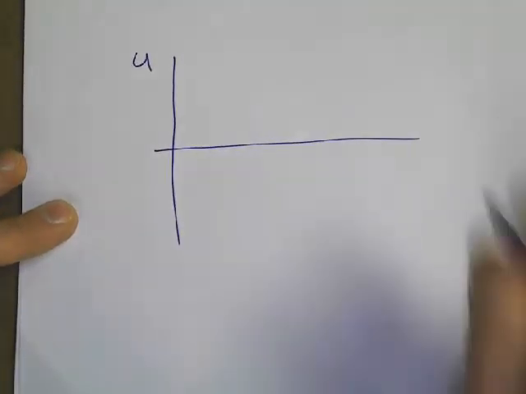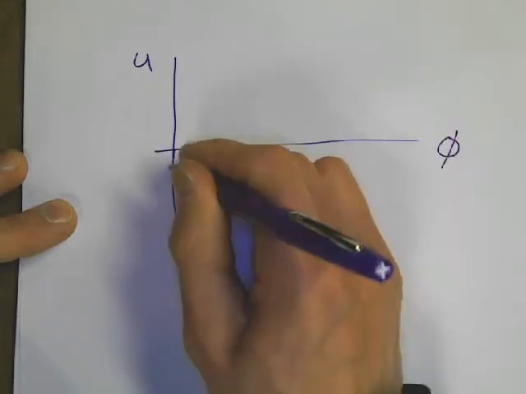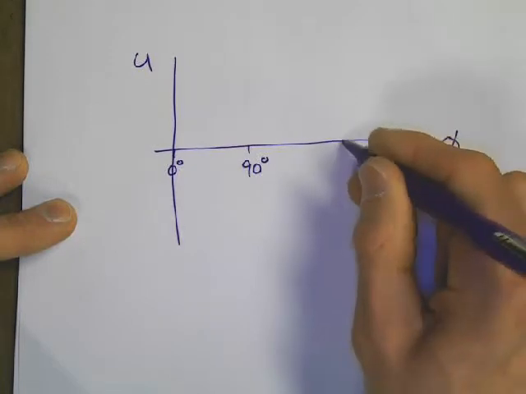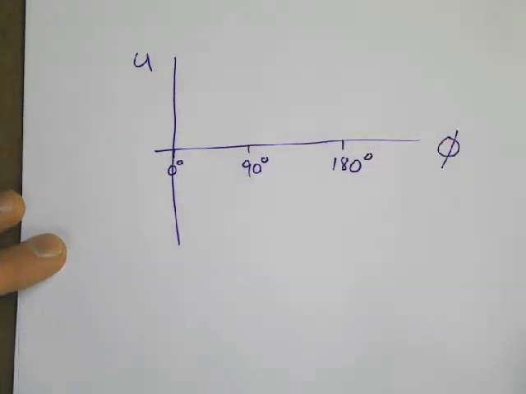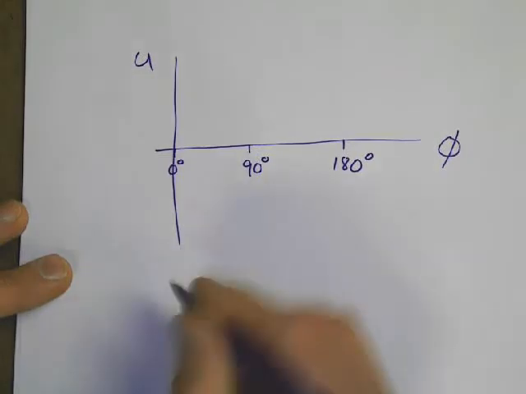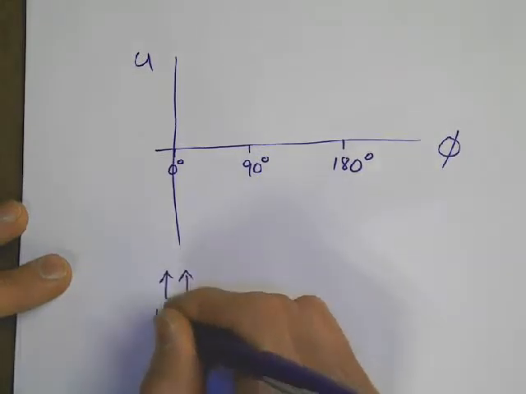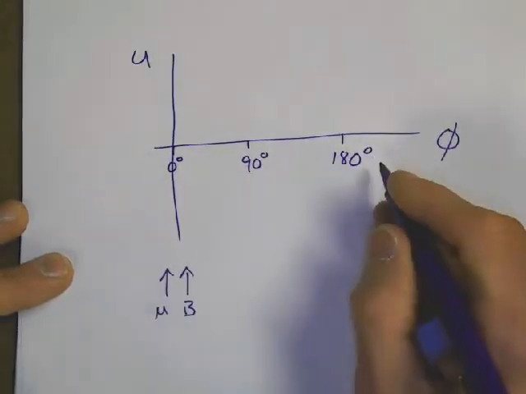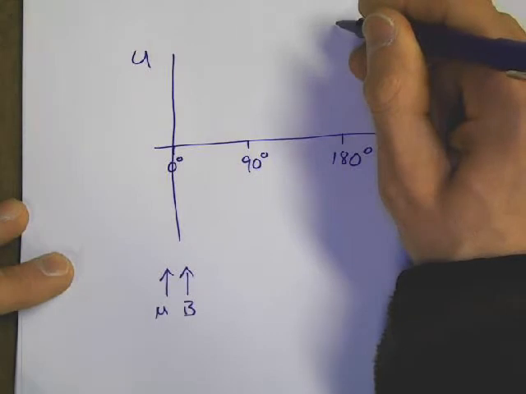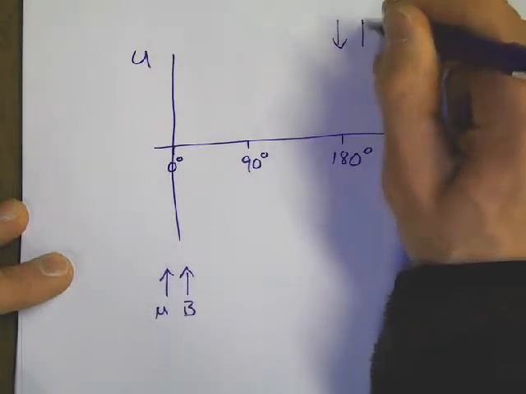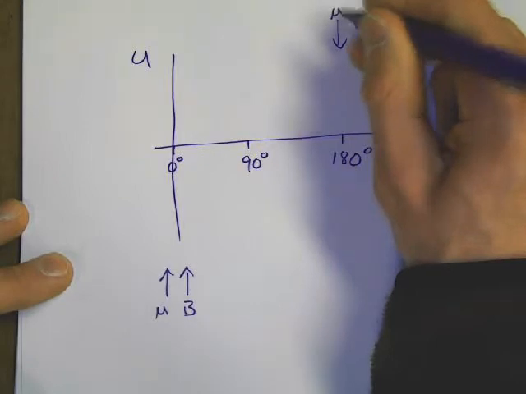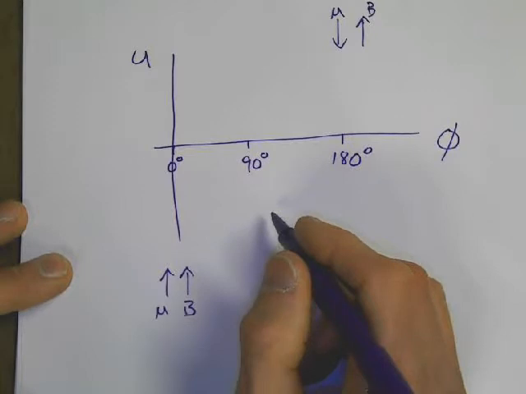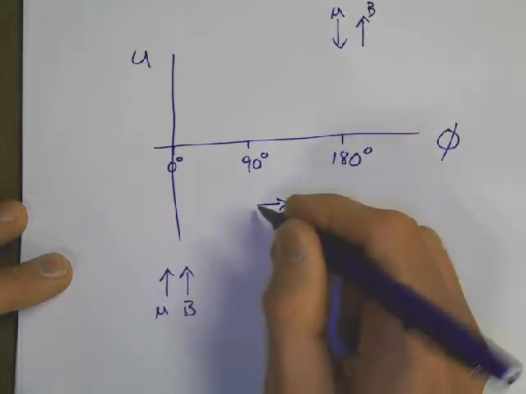So we've got potential energy here. We'll have the angle here. Let's make this 0 degrees. Let's go from 0 to 180. Okay. And what does that mean? Well, at 0 degrees, that means that your two vectors are aligned perfectly. At 180, your two vectors are going to be opposite. And for 90 degrees, that's going to be kind of when it's midway, so your perpendicular vectors.